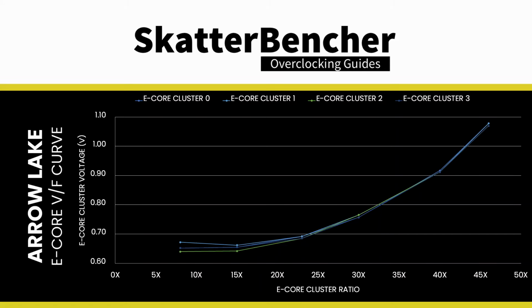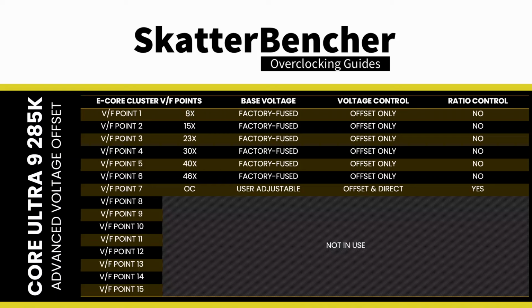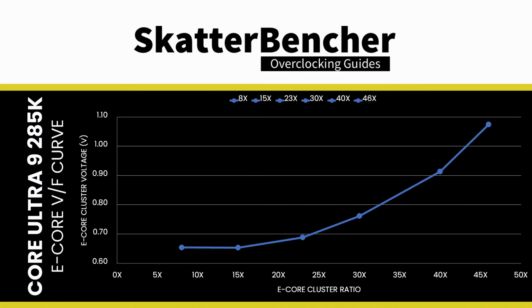Each E-core cluster has its own VF curve, which is defined by up to 7 VF points. The first 6 VF points are factory fused, and the last point is mapped to the OC ratio. Here's the E-core VF curve for my specific Core Ultra 9 285K. The voltage is about 650 mV at 800 MHz, then increases to 1.07 volt for VF6 at 4.6 GHz. 4.6 GHz is the default maximum frequency for the E-cores.